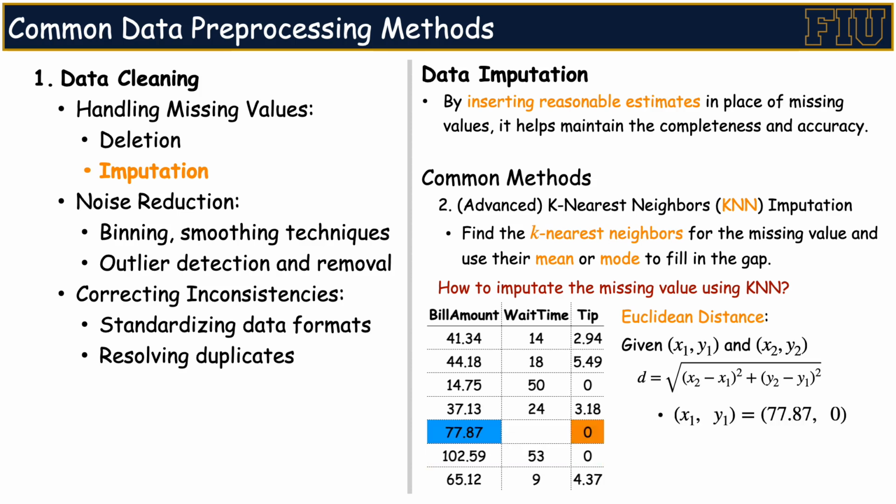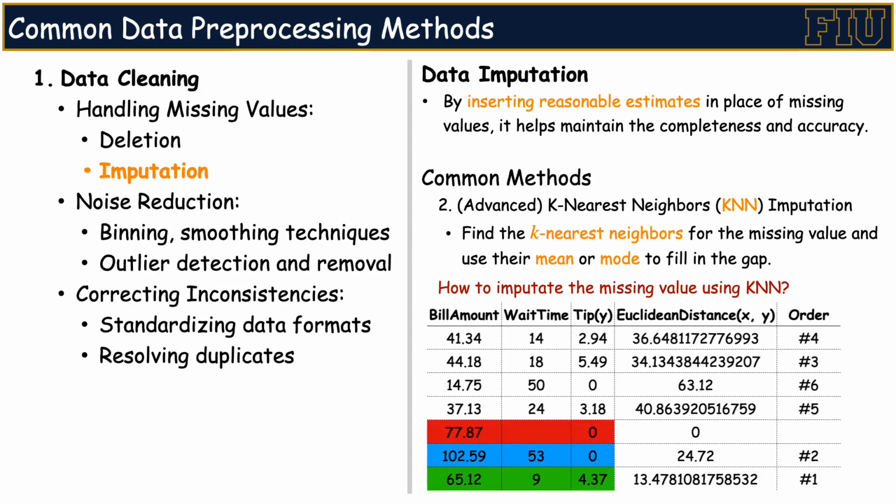Specifically, we can assign bill amount as the x value and tip as the y value. For the data point with the missing value, its x value is 77.87 and its y value is 0. Similarly, to calculate the distance between the first data point and the data point with the missing value, we first extract the x value and y value of the first data point. Then, using the Euclidean distance formula, we compute the distance between the first data point and the target data point. We need to calculate the distance from each data point to the target red data point, one at a time.